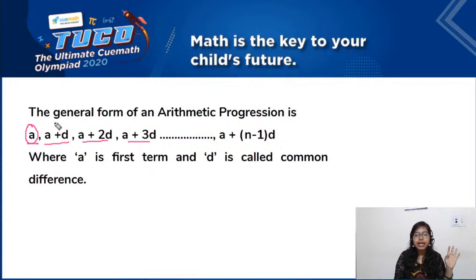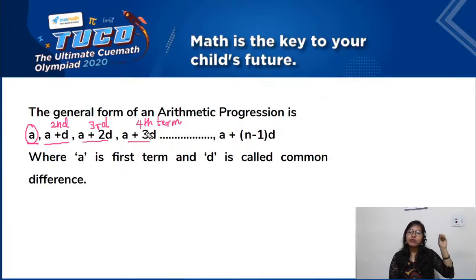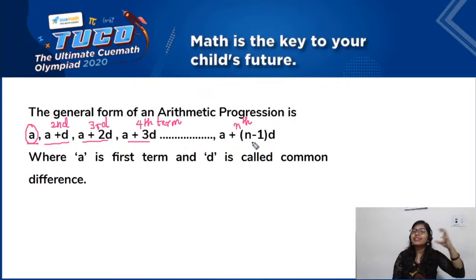So understand that this is my second term, but d is being added, 1d. This is my third term, but 2d is being added. This is my fourth term, but how much is being added? 3d. Every time, for the term we are at, we are always adding one lesser d than that. If I have to go till the nth term, what number of d's will I be adding? One lesser than n, which is nothing but n minus 1 d. I hope this was clear to all of you.